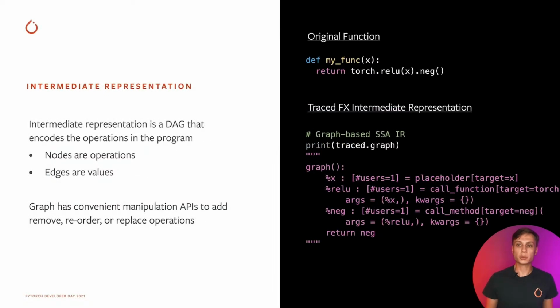Once a program is captured by torch.fx, it represents the captured operations in a directed graph or DAG representation. This representation records the functions, modules, and methods called, and the data dependencies between them. Nodes in the DAG are the operations, and the edges are the values. This DAG representation has convenient APIs to add, remove, reorder, or replace operations, allowing you to transform the code as you please. You will see on the right a string representation of this graph structure, containing the ReLU and neg operations that were observed during tracing of this function.